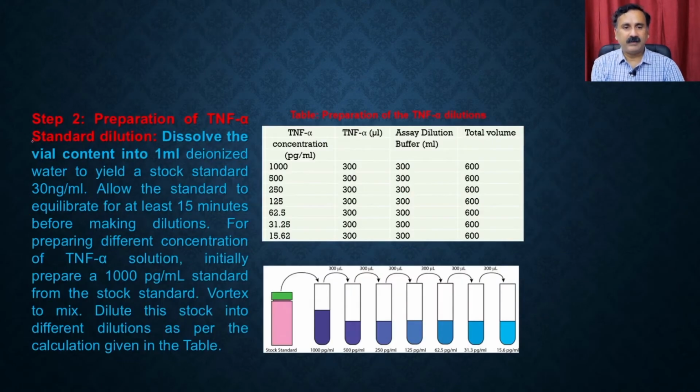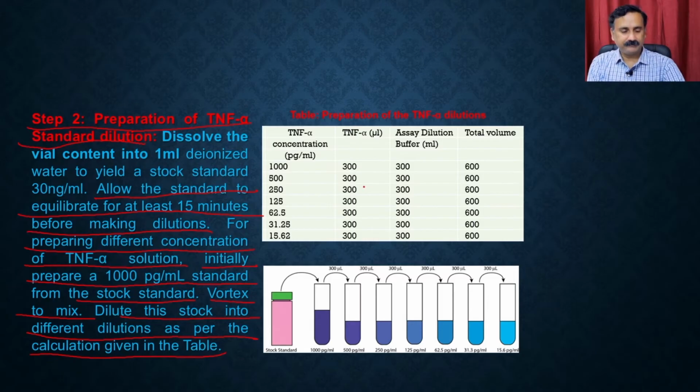Then you can prepare the TNF alpha standard. So this is what you are going to do. You are going to prepare different dilutions. Just now I think we have discussed this for the indirect ELISA. In the same way you can prepare the different dilutions. Once the dilutions are ready, allow these standards to equilibrate for at least 15 minutes before making the dilutions. For preparing different dilutions of TNF alpha solutions, initially prepare a 1000 picogram per ml standard from the stock, then vortex to mix and dilute this stock into different dilutions as per the given table.